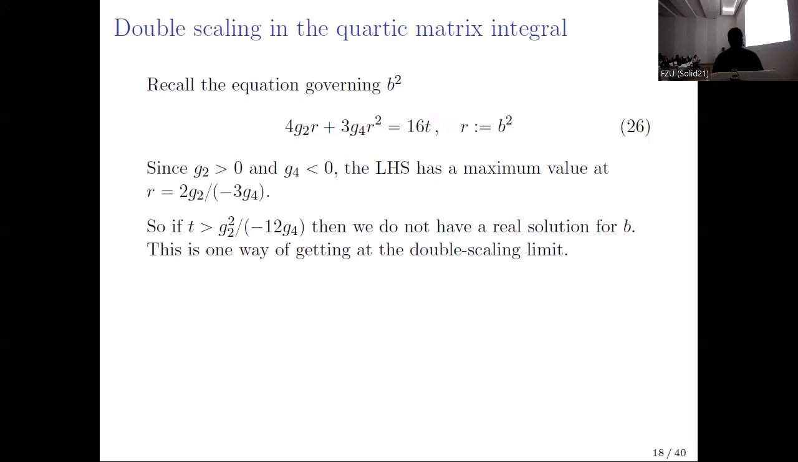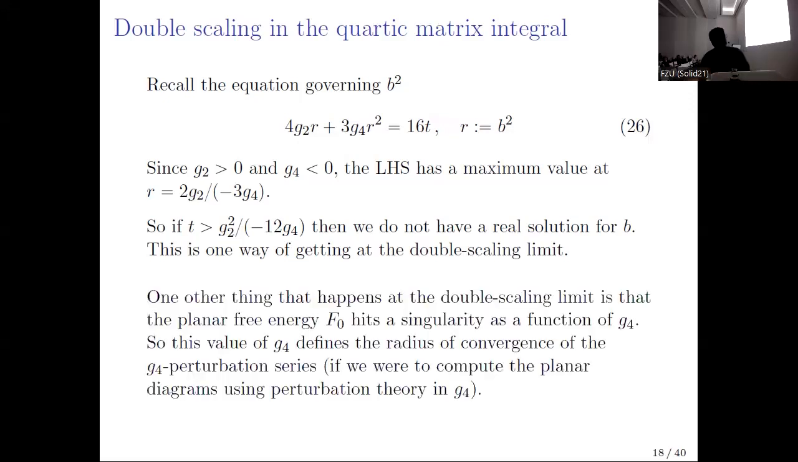Okay, so the geometry of this is important. The fact that G4 was negative, so this had a maximum. And what is becoming complex at the double scaling point is just this B, this endpoint of the cut. Okay, so another important point.